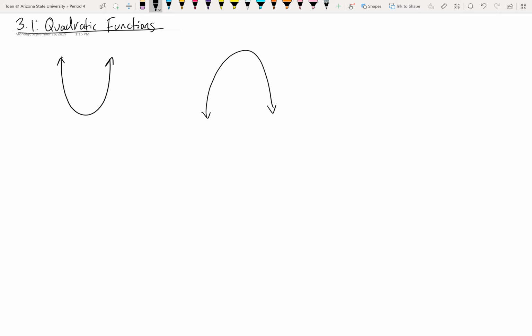Regardless of whether they open upwards or downwards, they do have some physical properties. Every single parabola either has a maximum or minimum. So in the left example, it has a minimum. In the right example, it has a maximum. We call this special point the vertex.